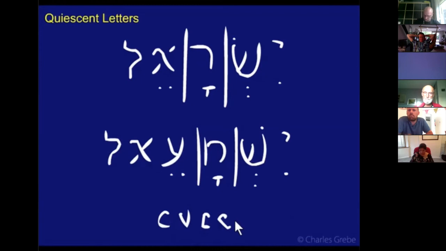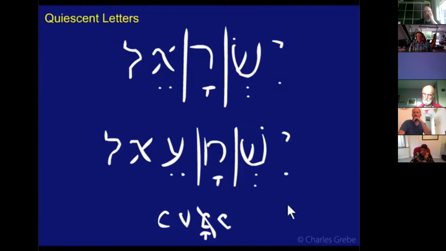We don't have that. And the reason it looks like that, but it's not, is because this one here is the Aleph, and the Aleph is quiescent, so it's not functioning as a consonant there. Now you can often tell a quiescent Aleph because it won't have a vowel under it. Notice this one has a vowel under it, this one doesn't. So if you see an Aleph without a vowel under it, particularly if it appears to be in the middle of a syllable, or sometimes at the end, then you probably have a quiescent Aleph.